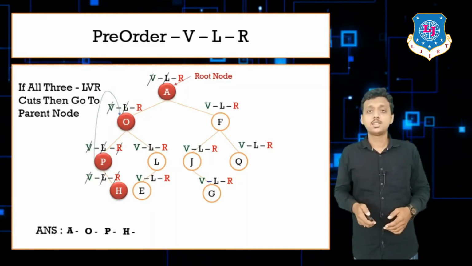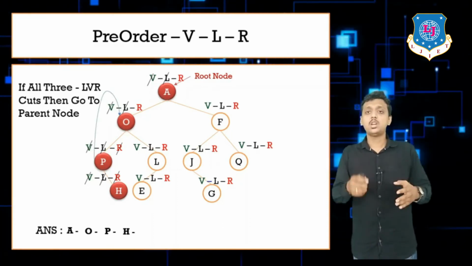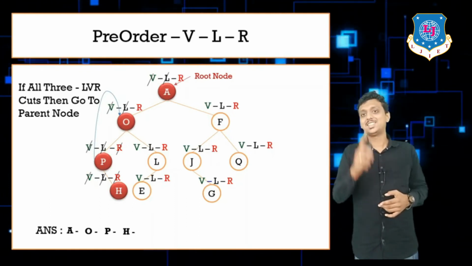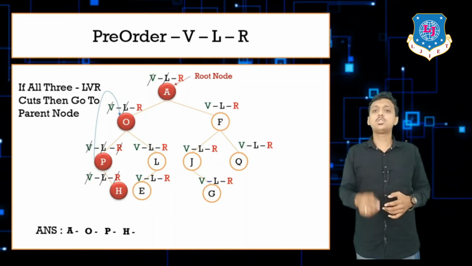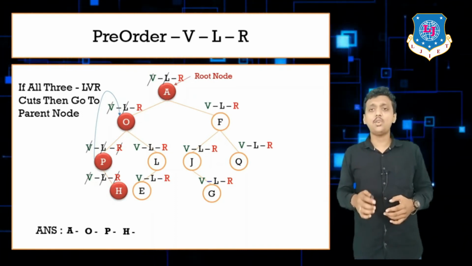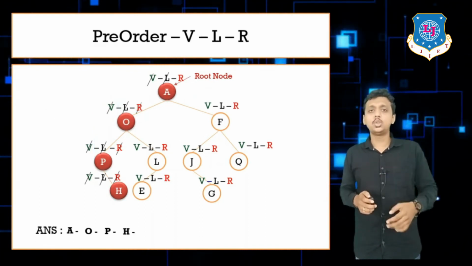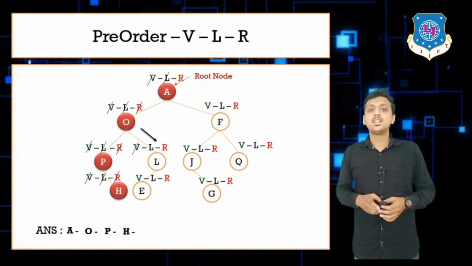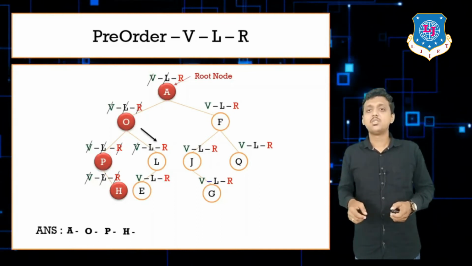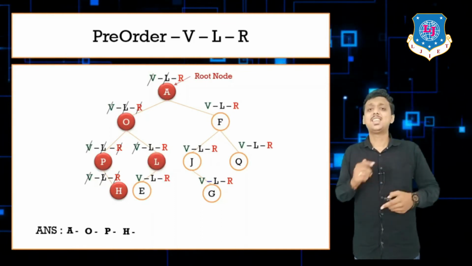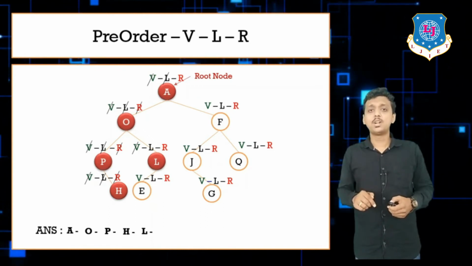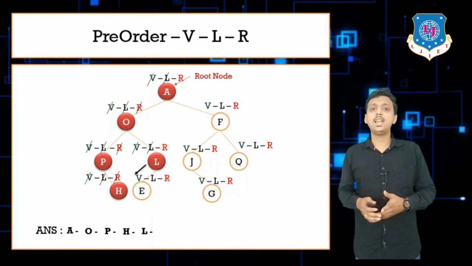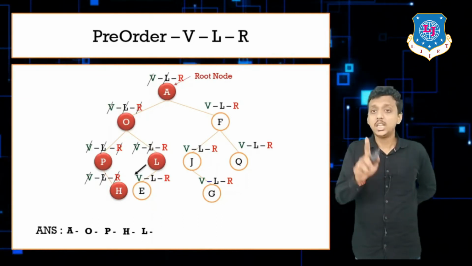Okay, so here it is. Now, is there any operation remaining to be performed on O? Yes, that is the right operation. So you just need to move towards the right side of O. So cut R, go to the right side of O, that is L. The next is cut V, visit L, and then move towards the left side of L. So cut L, move towards the left side of L. That is node E.